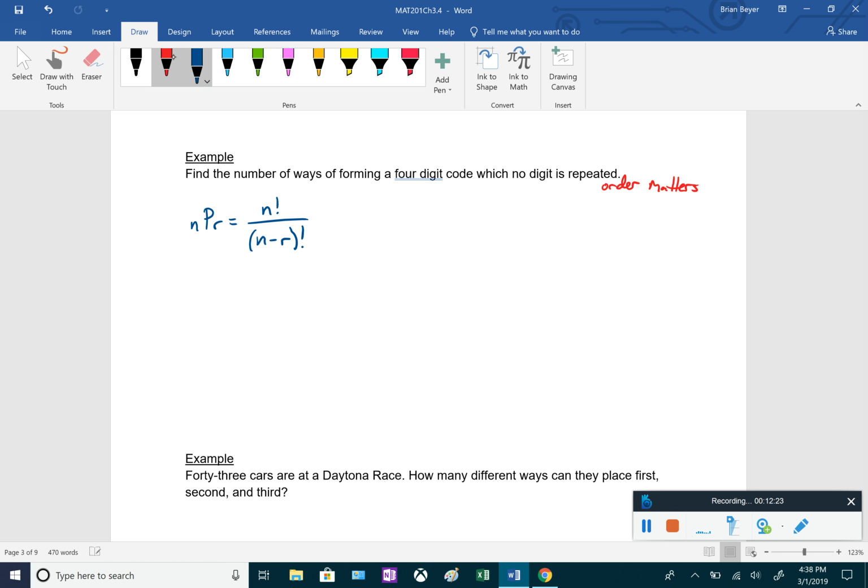So the reason why we also know that we're using this formula is we're going to have a total number of options, which is n, and we're picking r of them. So it's a little bit tricky. The n here is 10. It's the number of digits. So we have 10 digits to choose from, and we're doing a 4-digit code. So that means r is going to be 4.